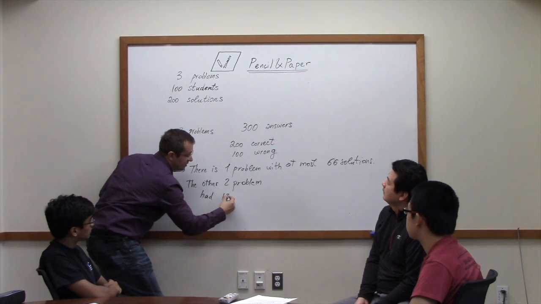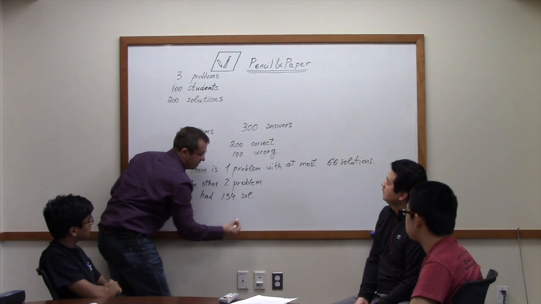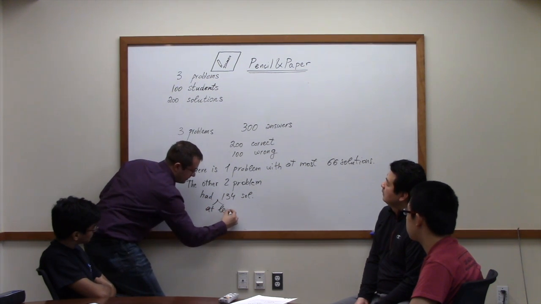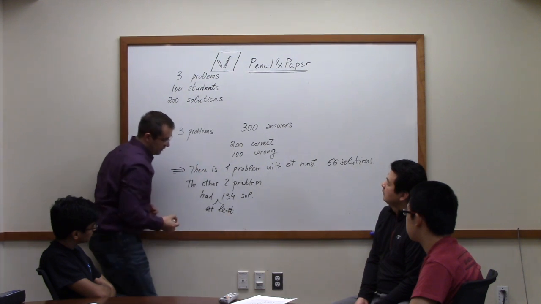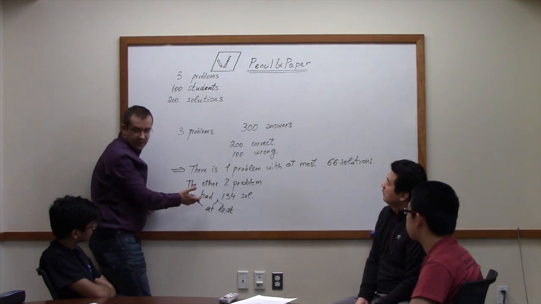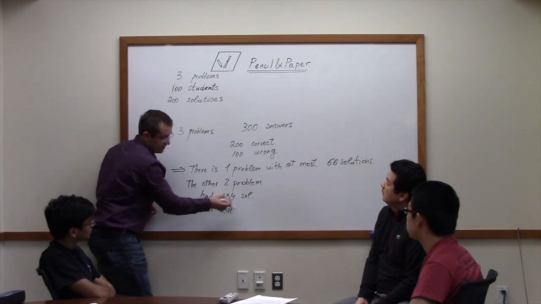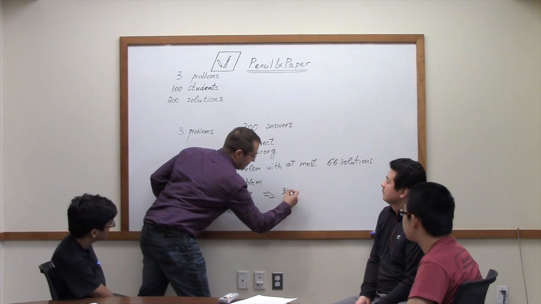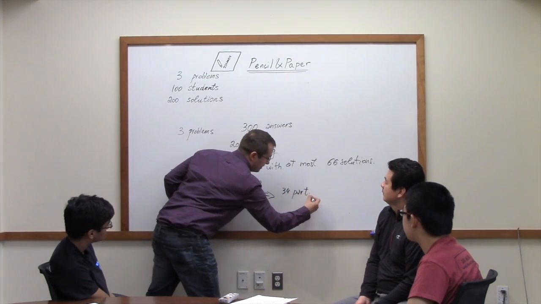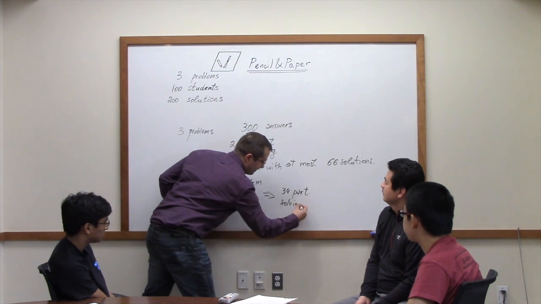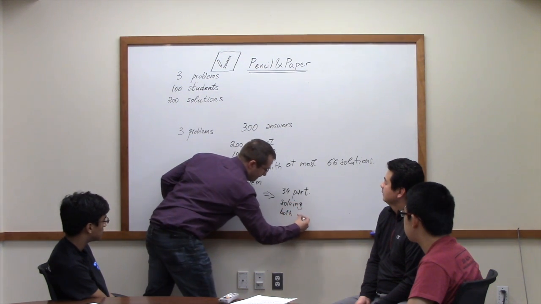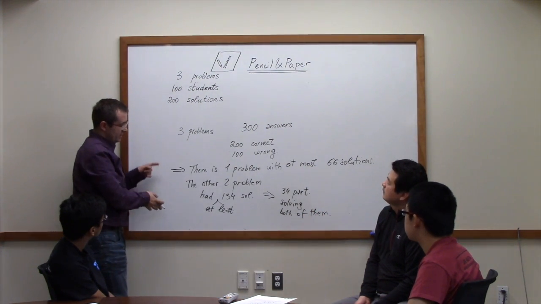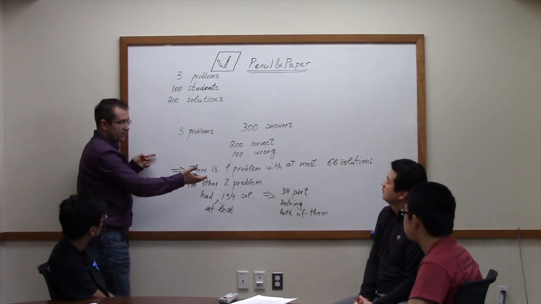At least 134. So which means they were solved by at least 34 participants together. So there exist 34 participants solving both of them. That's the easiest way. It's a straightforward logic that leads us to our solution.